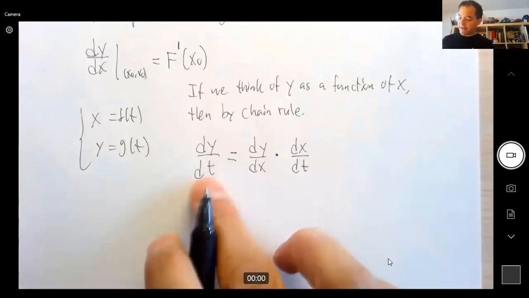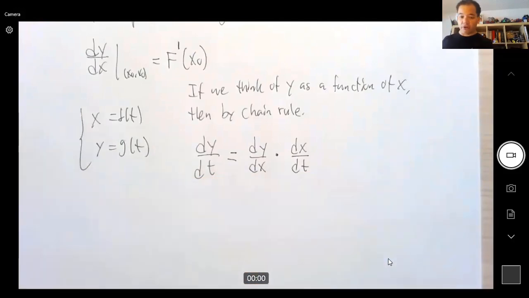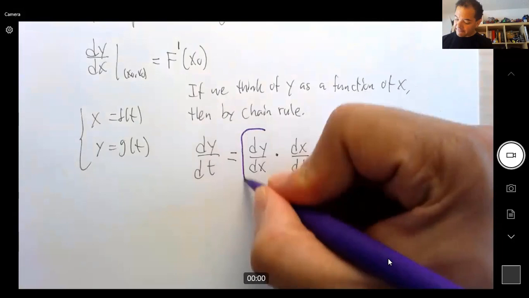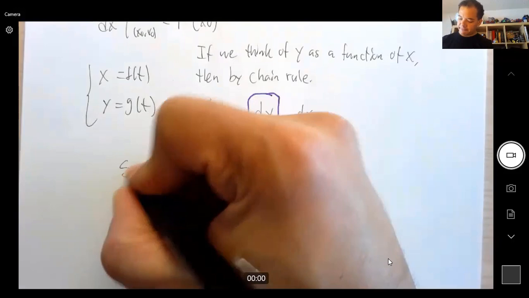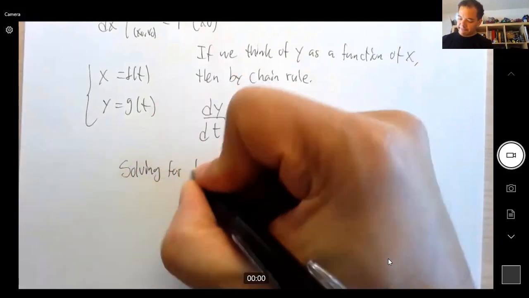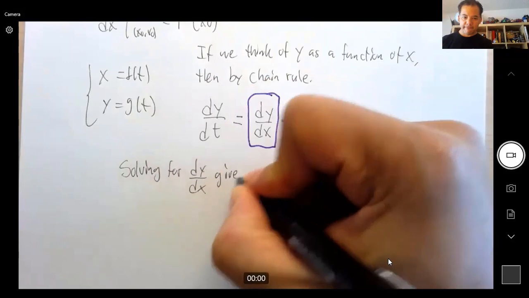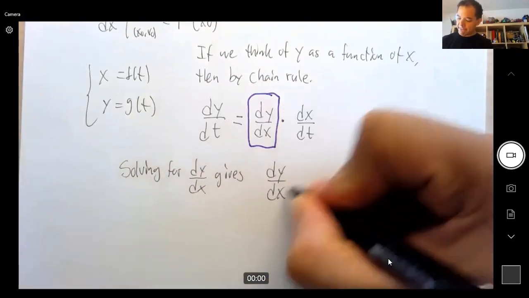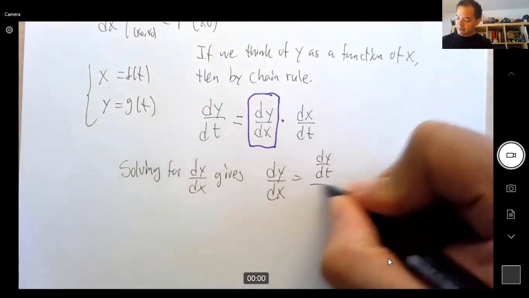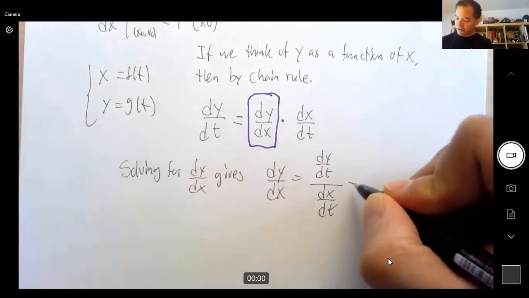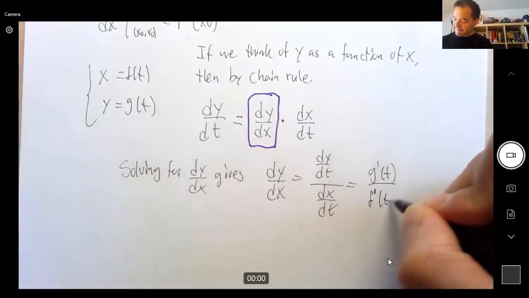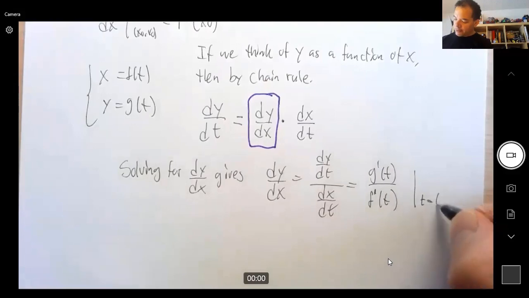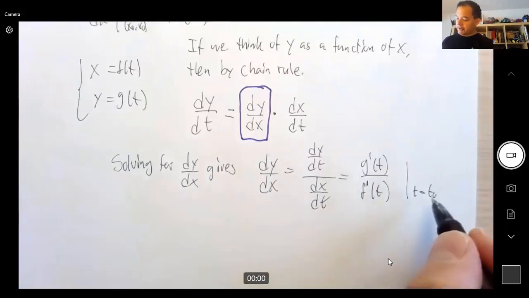And if this happens by the chain rule, what I can do now is solve for what I want. This is what I want. So if we solve for dy dx, it gives dy dt over dx dt. Or in other words, this is g prime over f prime. And you've got to put t0, the time at the point that you want.